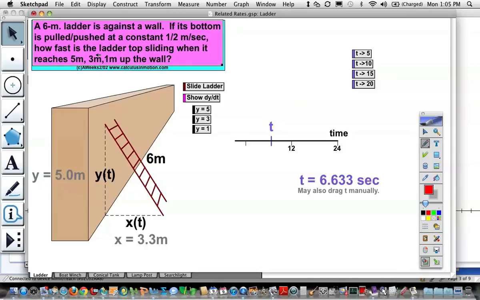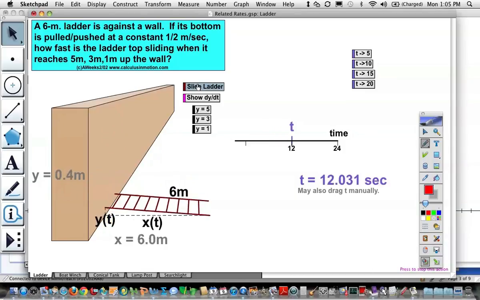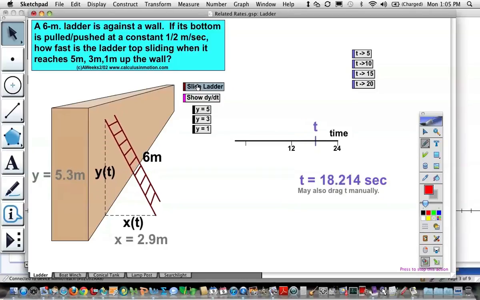Now, I would never ask you a problem where I ask for 3 different answers in one. We just say 5 meters. Let's just say when it's 5 meters, which is what I show right here. Okay, so if we're going to slide the ladder, we're going to slide it out like that. Now, what do you notice?